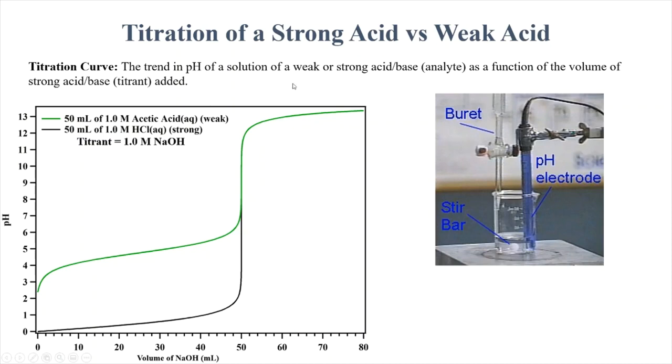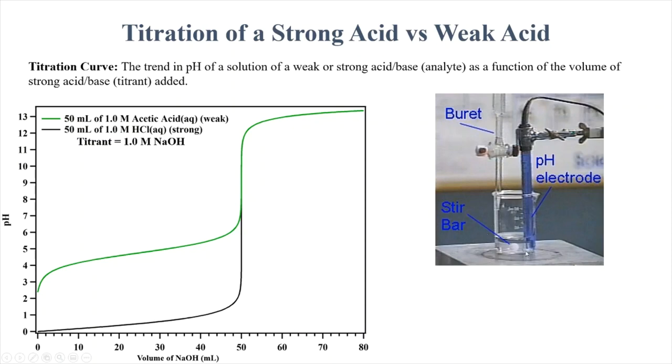But this can be in any configuration, but it turns out that we're going to be titrating a weak acid in this experiment. So let's look at how we can compare the titration curve for a strong acid and a weak acid. So just to show you how this is set up, unlike the last experiment where we had things in an Erlenmeyer flask, now we have things in a beaker.